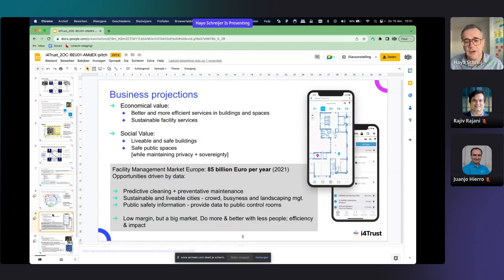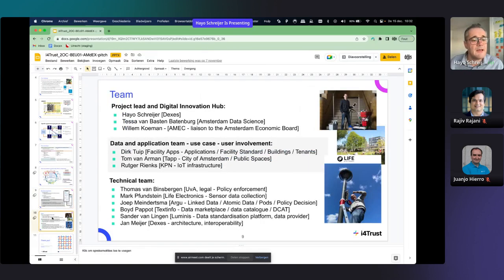Also, we have a lot of goals. I won't say them, but the goal is clear. We should make sharing of data easier, so parties like cleaning companies, security companies, and public service companies can actually use this data. And in the last picture, we have a lot of parties involved. These are all the people involved directly from the partners in this project. And that's it, Rajiv.